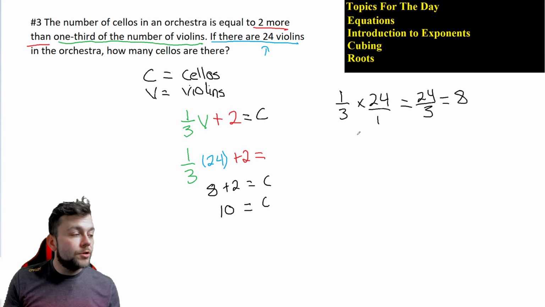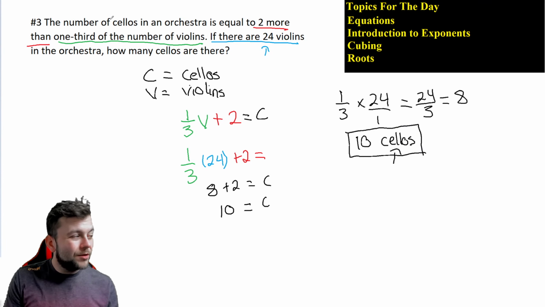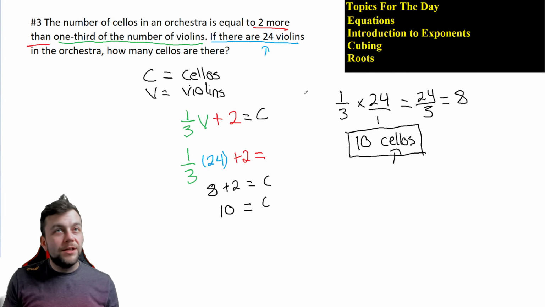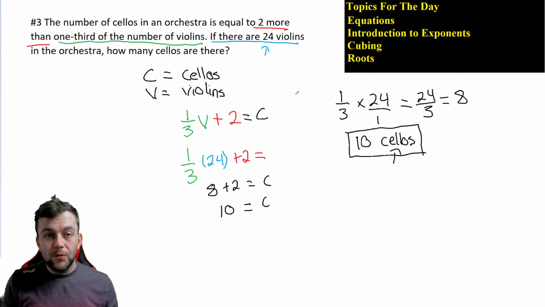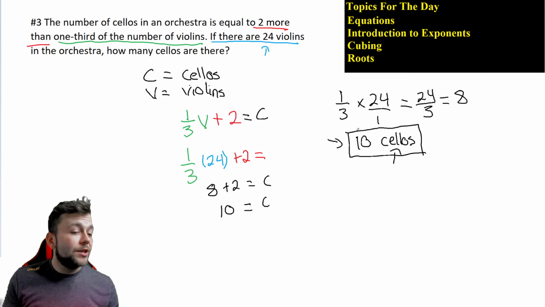We have 10 cellos. So there are 10 cellos in the orchestra. Go ahead, put a box. Cellos is our unit, right? For instruments. Let's think about this a little bit. So, technically, if this is true, and if all of our math is right, so double checking your answers, we can go ahead and plug this back in to the original equation.